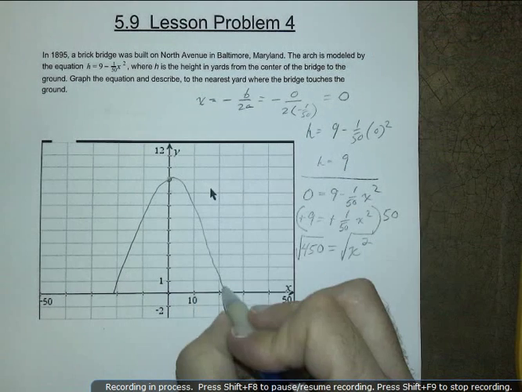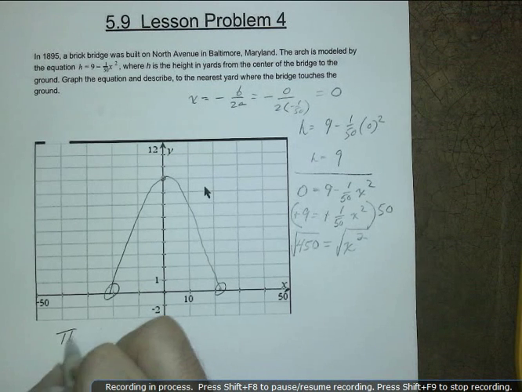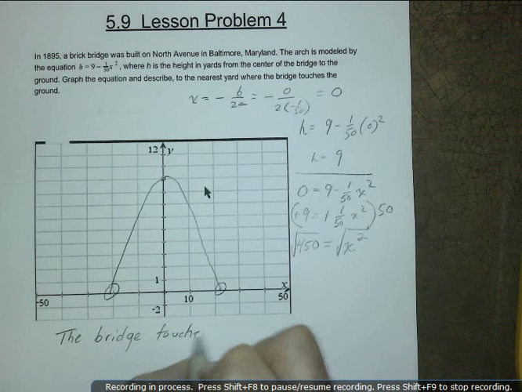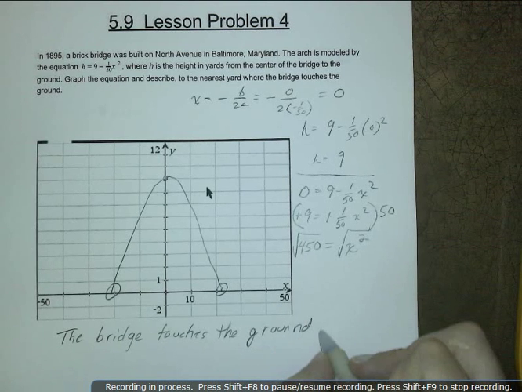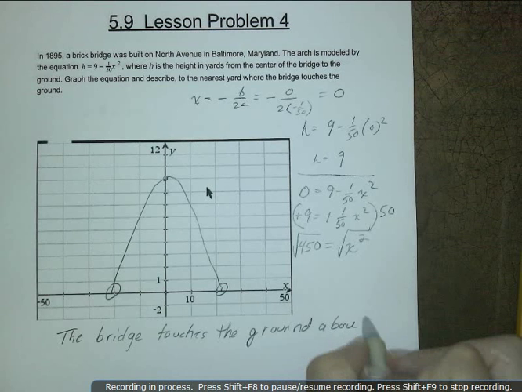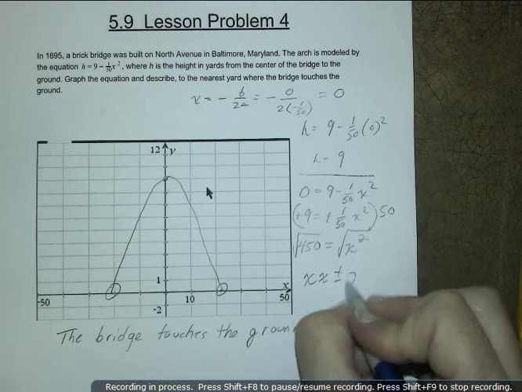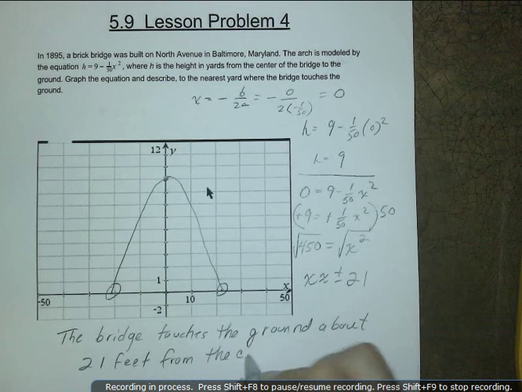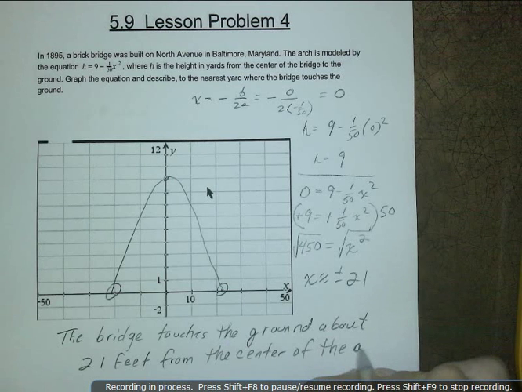And the key here is where it touches the ground. So the best way to answer this would be: the bridge touches the ground about, so x is approximately positive or negative 21. Okay, 21 yards from the center of the arch. Done.